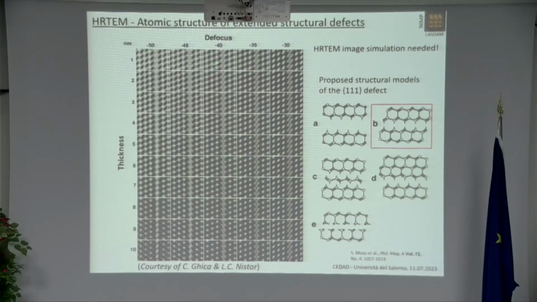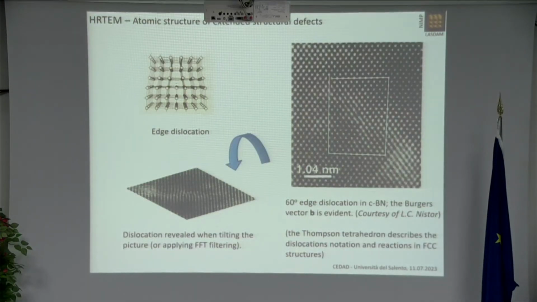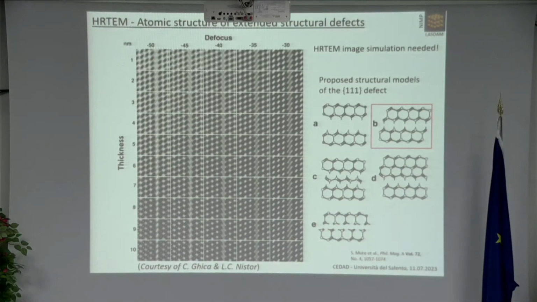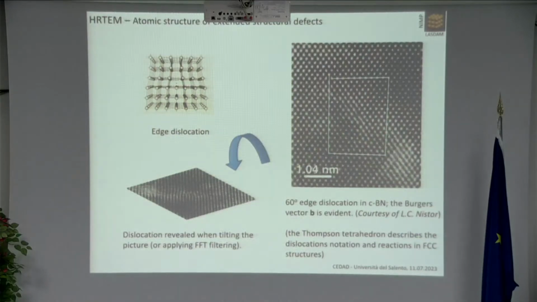This is a set of simulated images for this kind of structural model of this defect, which has then been inserted into the experimental image, and we deduced that this could be an appropriate structural model compared to all the others suggested theoretically by Muto in this paper.